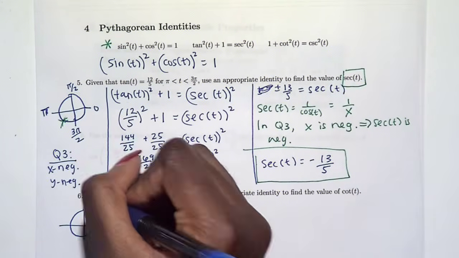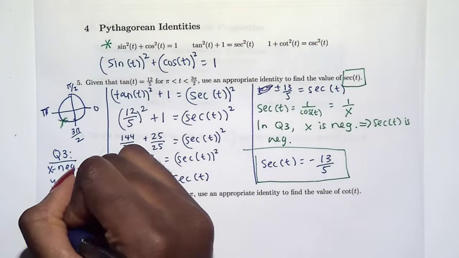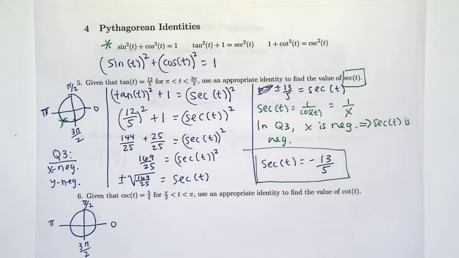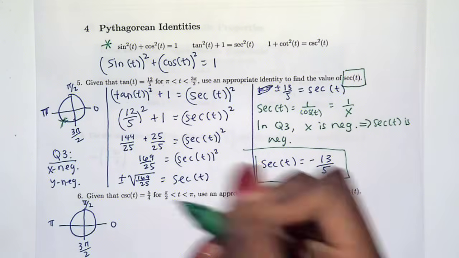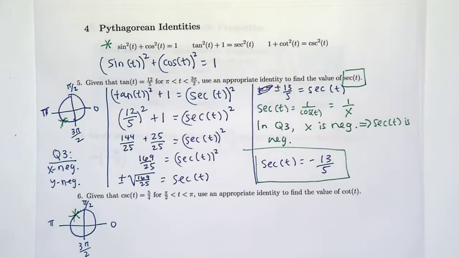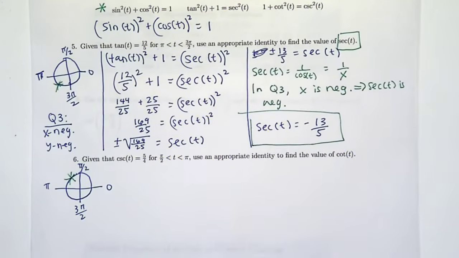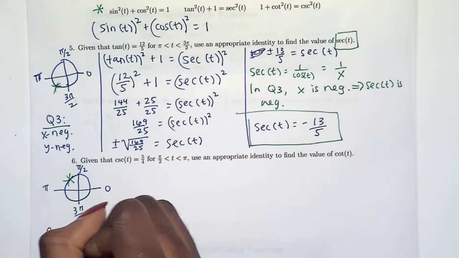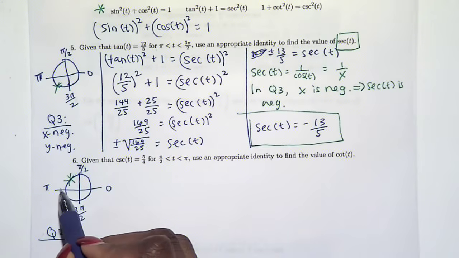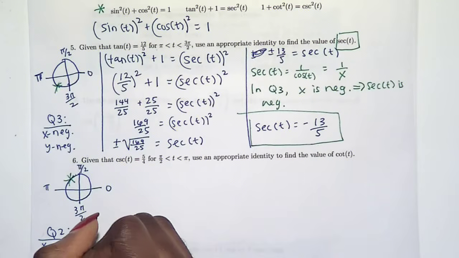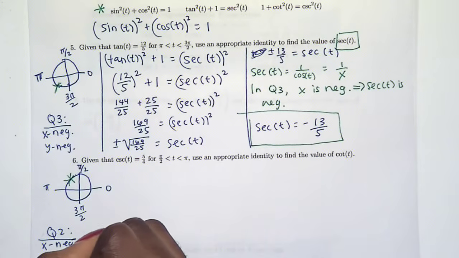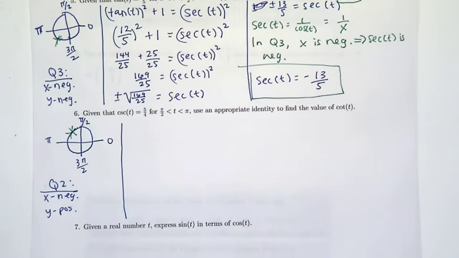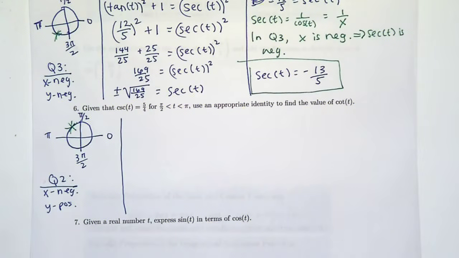All right, so this is 0, pi over 2, pi, and 3 pi over 2. So what quadrant is our t going to be in? It's going to be somewhere over here in quadrant 2. Let's talk about what we know about quadrant 2. We know that x is negative, but y is positive. We're going to use this at the end of the problem to help us solve it.